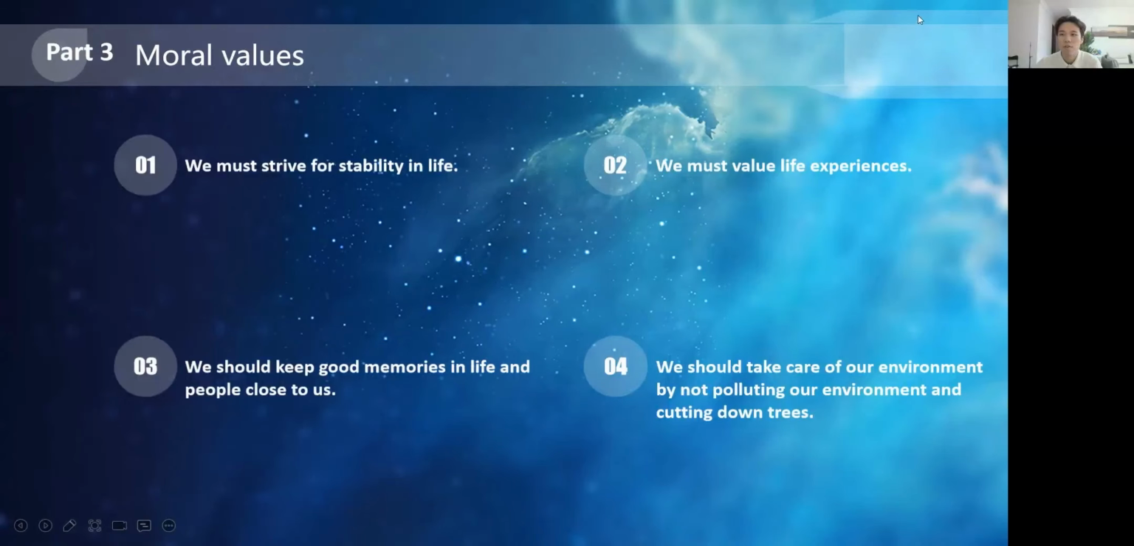Okay. So the first one is we should take care of our environment. Yes, by not polluting our environment and cutting down trees. So I think this one is very important, especially for our young generations, such as you guys. We have to take care of the environment that we live in. So do not throw rubbish anywhere, and you should always clean up nature and the trees. Take care of the trees and flowers.